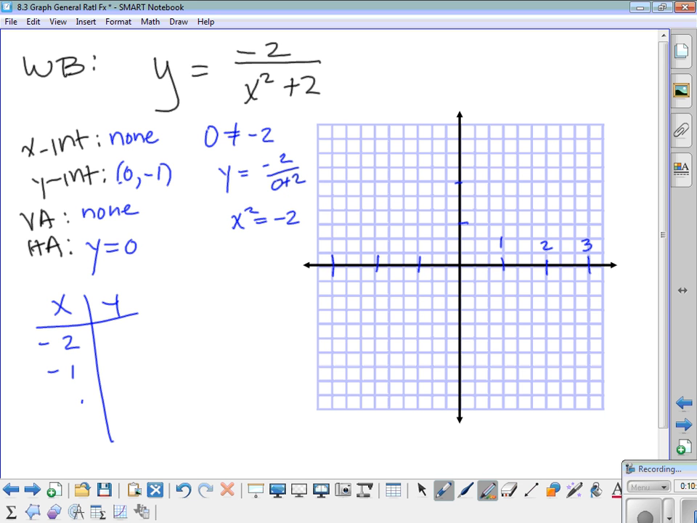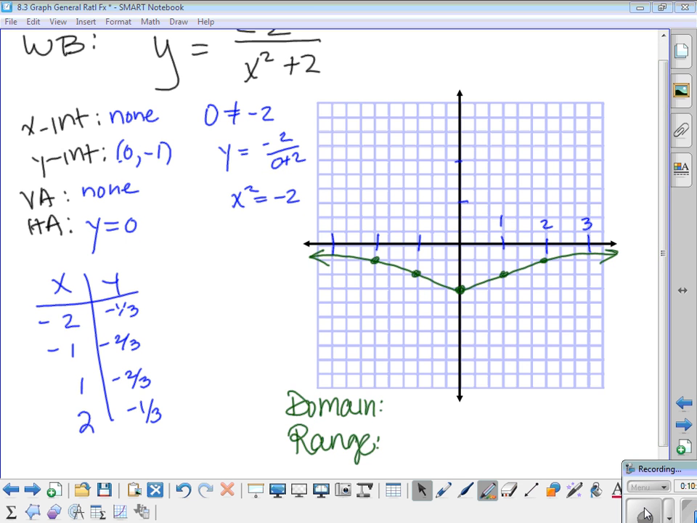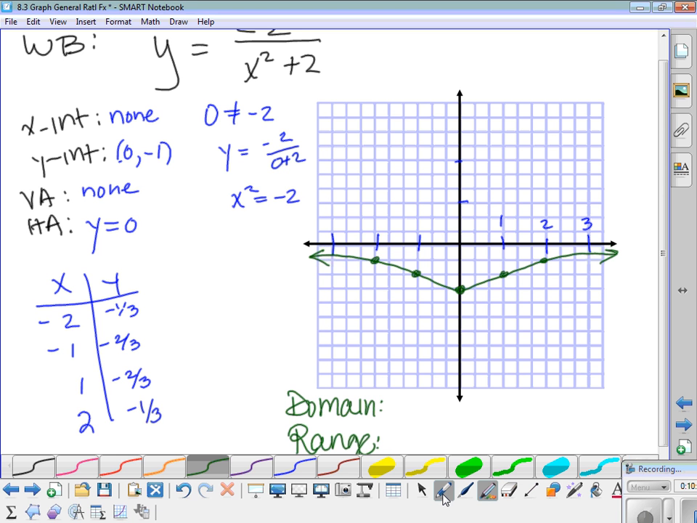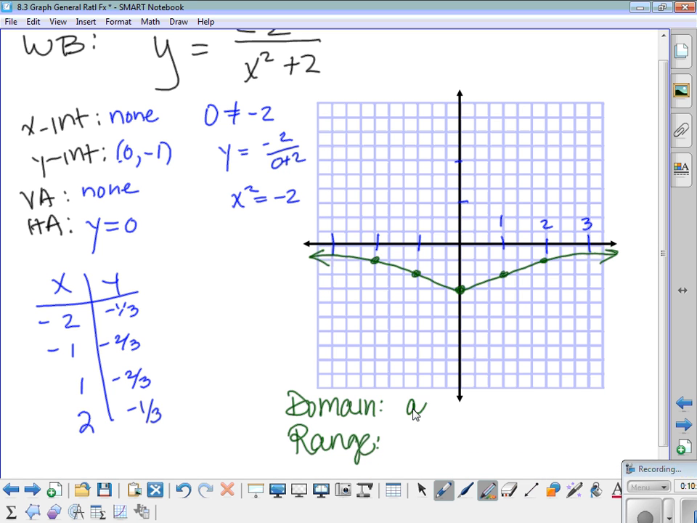Okay, so when you make your table, just go ahead and pick some numbers on either side of the 0 and plot those points. Okay, so when you plot the points, your graph should have ended up looking something like that if you went ahead and made every line worth a third. And so what's my domain going to be? My domain. All real numbers, right?